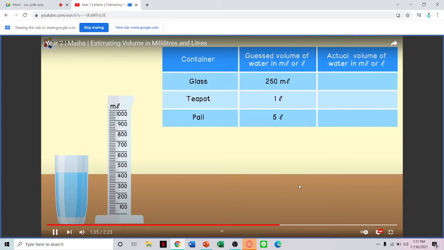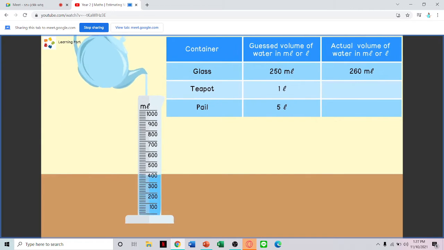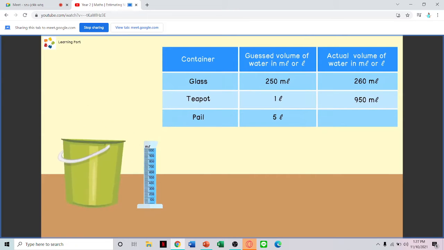Now let's measure the water in each pot one by one with the measuring cylinder. The glass contains 260 milliliters of water. This is close to her guess of 250 milliliters. The water in the teapot measures 950 milliliters, and Zara guessed 1 liter. Not bad. The pail contains 4 cylinders full of water.